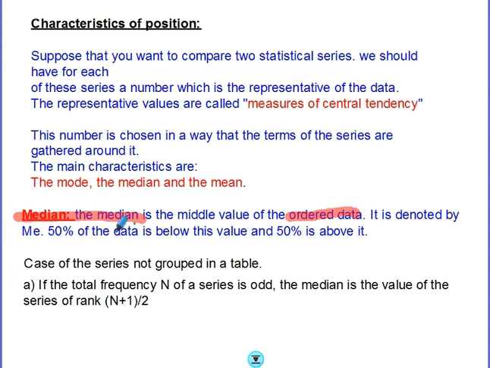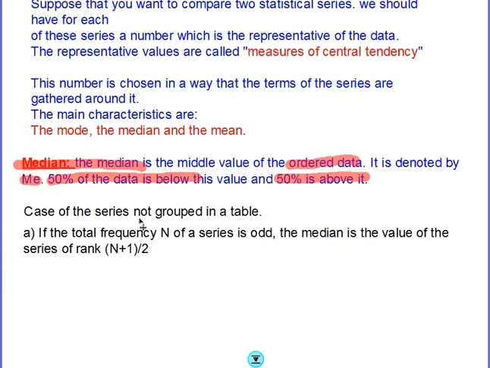The median here is denoted by ME. ME means median. It tells us that 50% of the data is below the median and the other 50% are above the median value. So let's see the case where the series is not grouped in a table.